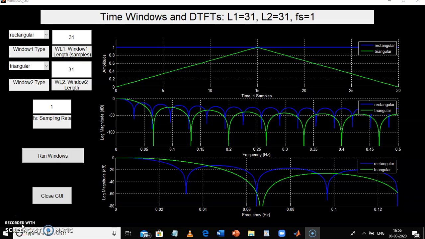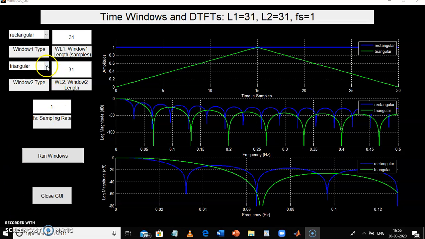Folks, here I am showing you the difference between a rectangular window, which is shown in blue, and a triangular window, which is shown in green. Supposing we plot the frequency response characteristics and have a log magnitude representation in dB, it can be shown that the blue response, which is that of a rectangular window, has very little noise suppression capability as compared to that of a triangular window, which is shown in green.